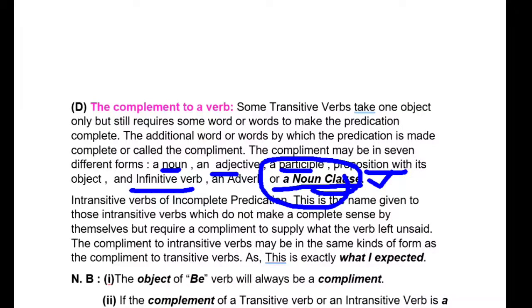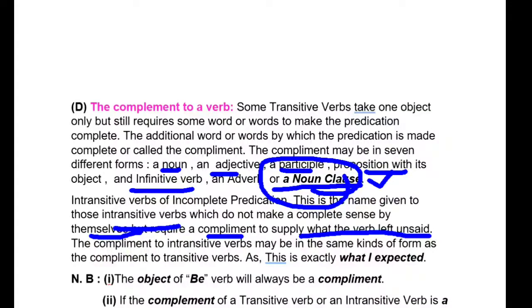And there are intransitive verbs of incomplete predication, this is the name given to those intransitive verbs. You know that intransitive verbs normally do not take any word or phrases to complete them, but sometimes they require a complement to supply what the verb has left unsaid. That means if we do not clearly express the verb, the action, then we have to place some more words or phrases to express it. Then it will be called the intransitive verbs of incomplete predication.